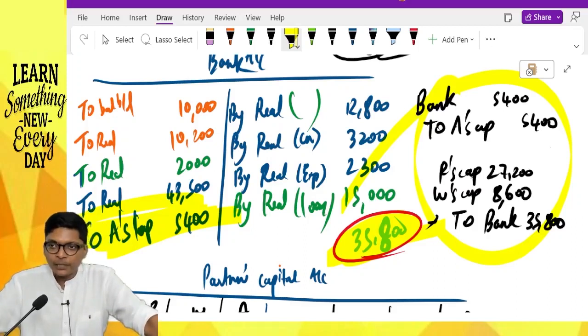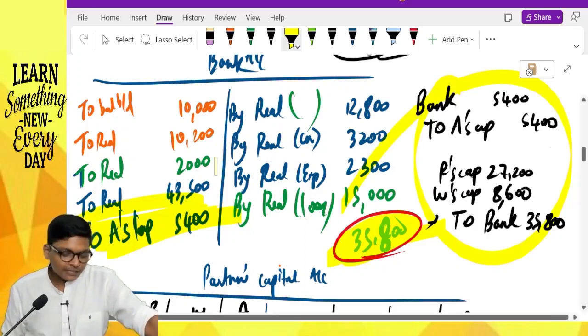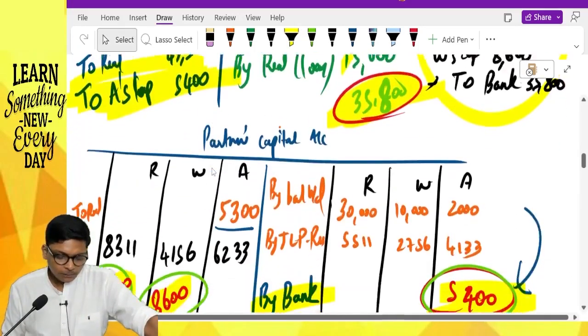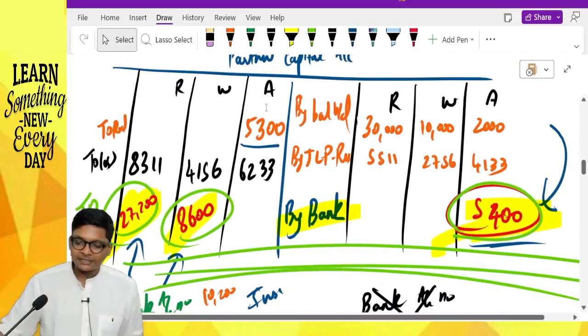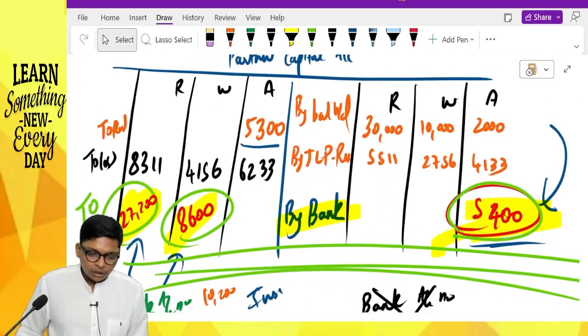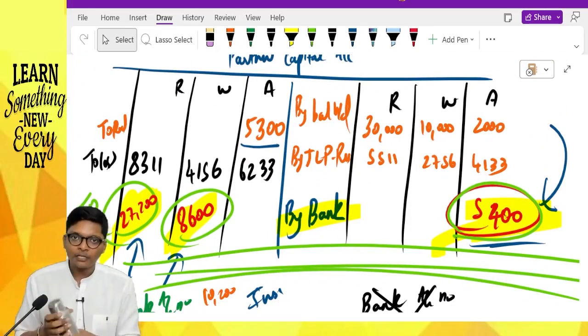Done, guys? Are you able to follow and understand? Can I scroll down, guys? Partners' capital account: ensure you close it and do the totals. Online, give me a thumbs up if you have understood and noted down till here. Have any doubts? Feel free to ask.